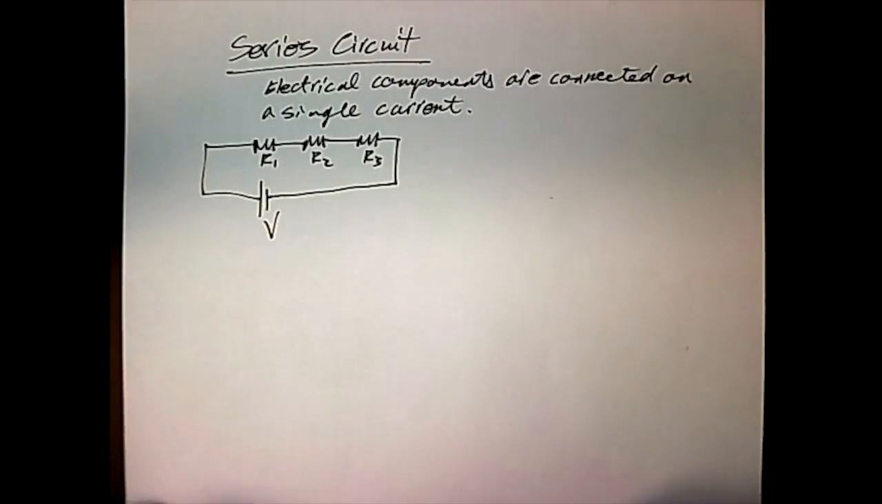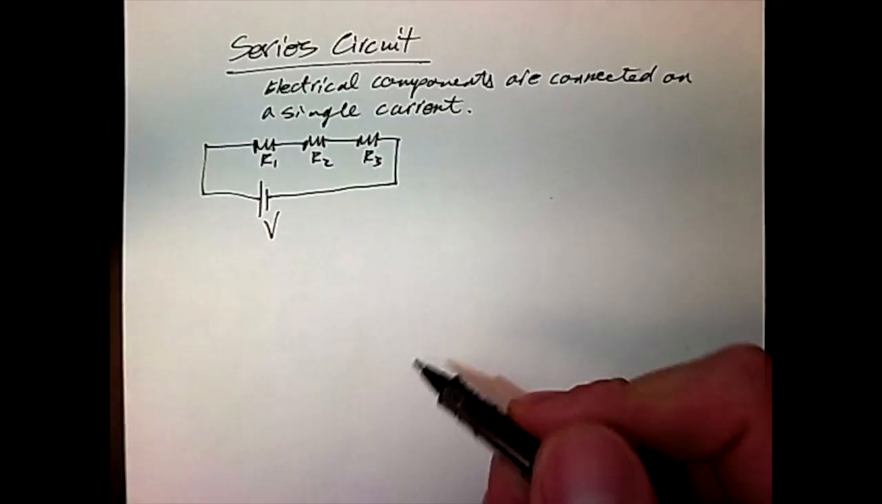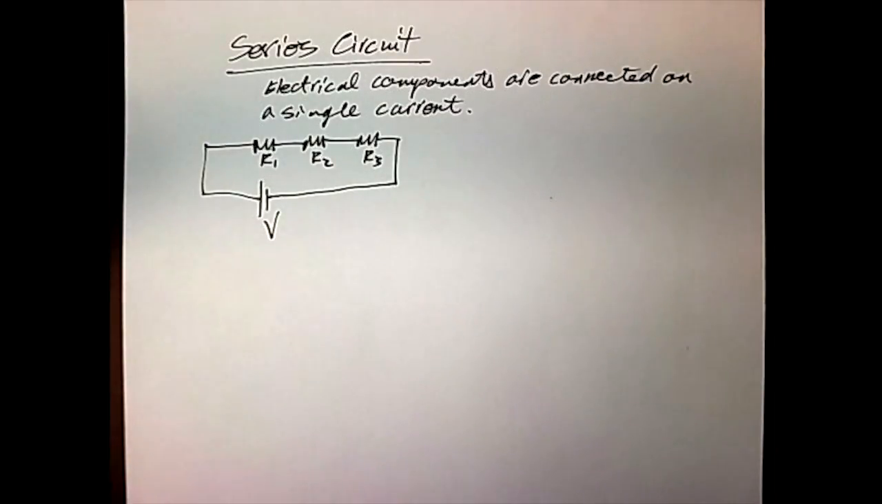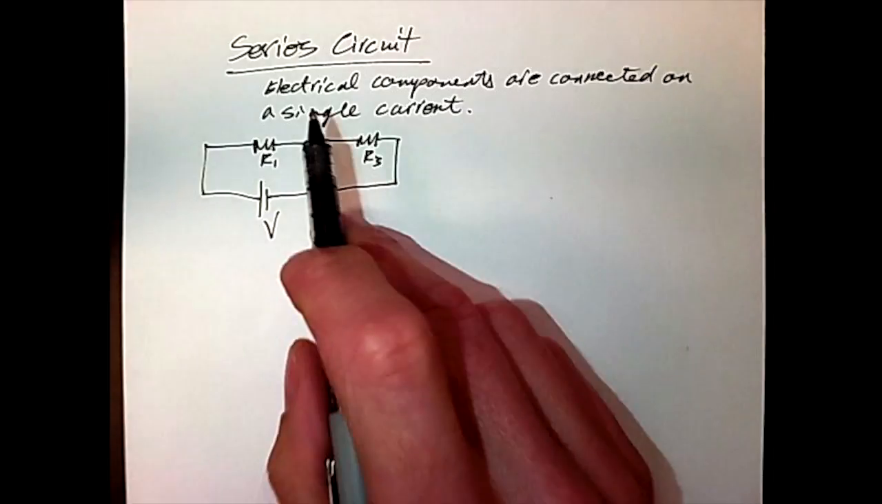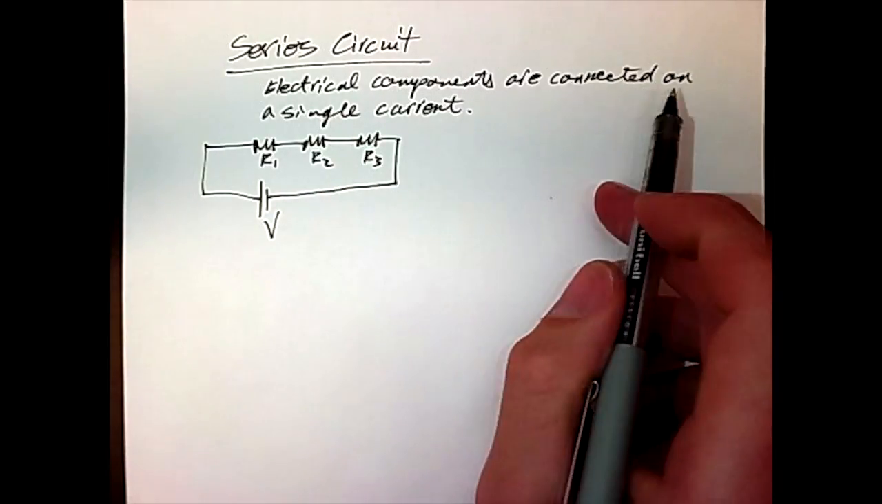In electrical circuits, there are two combinations of electrical components that can be combined in various ways. The first of which is called a series circuit. In a series circuit, the electrical components are connected on a single current.